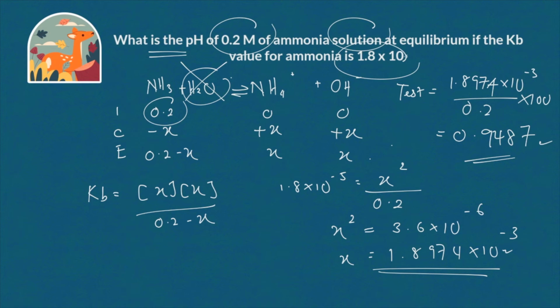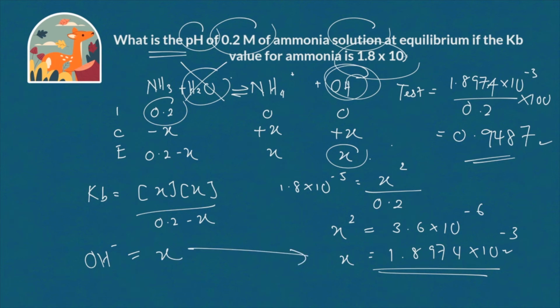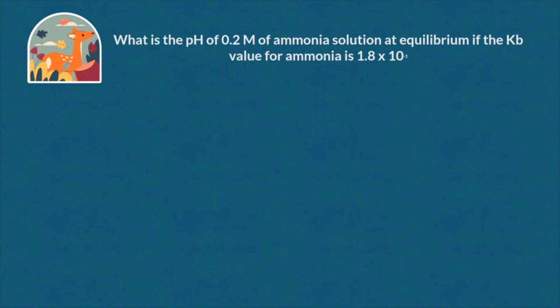So from there, we can actually find the pH. So this one is OH minus. So OH minus is equivalent to X, whereby your X is this one. Right, so just a recap.